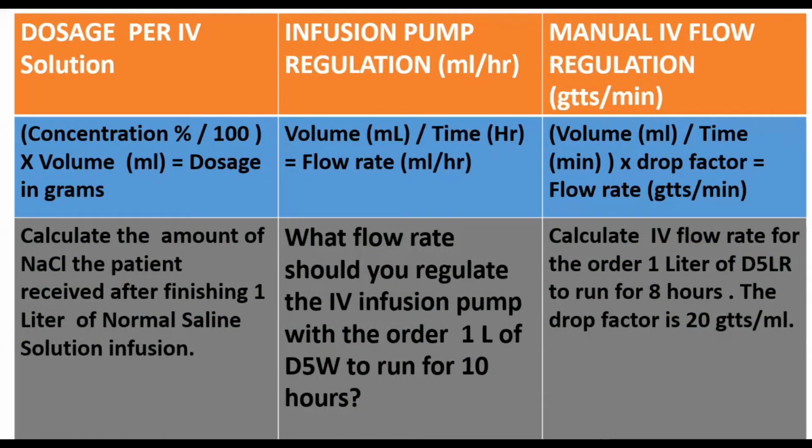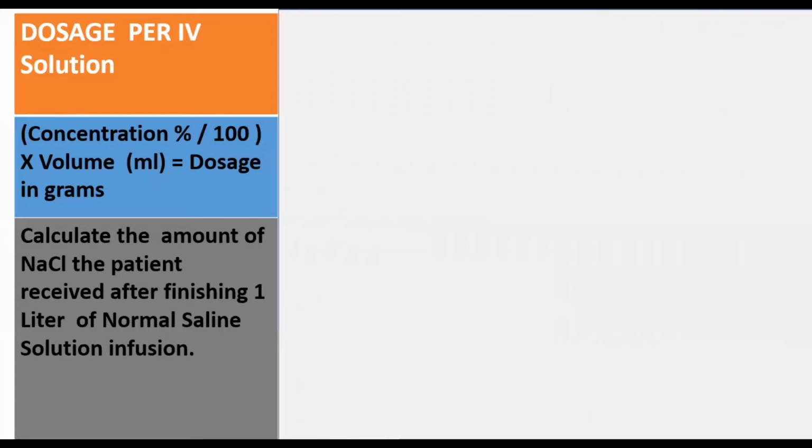Now we will proceed with problems that have something to do with intravenous fluid. One example is the dosage per IV solution. This is calculated using the formula concentration percent divided by 100 multiplied by the volume in ml, that is equivalent to the dosage in grams. Example of the problem: calculate the amount of sodium chloride the patient received after finishing 1 liter of normal saline solution infusion.